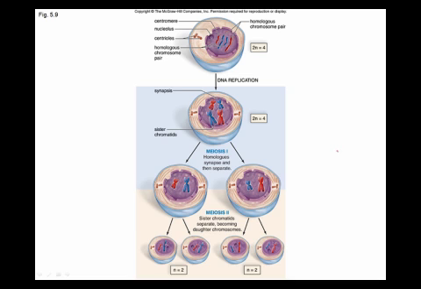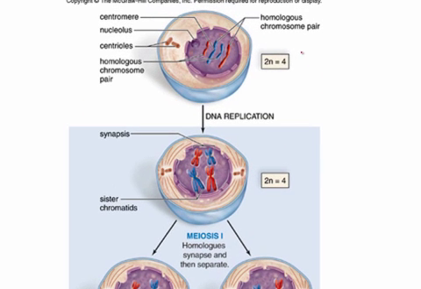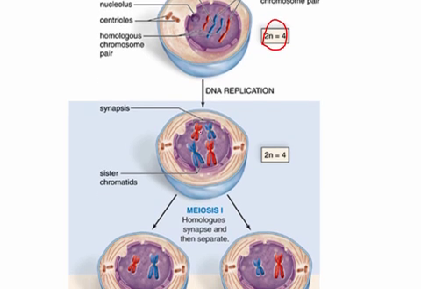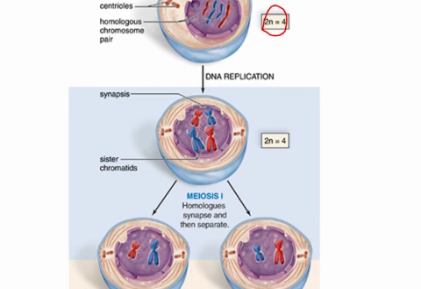Here's our overview slide. So beginning up at the top with a diploid cell, 2n equals 4. Again, we have a short pair of chromosomes and a long pair of chromosomes. Those have to be replicated. And so moving down in the diagram, we can see the sister chromatids.